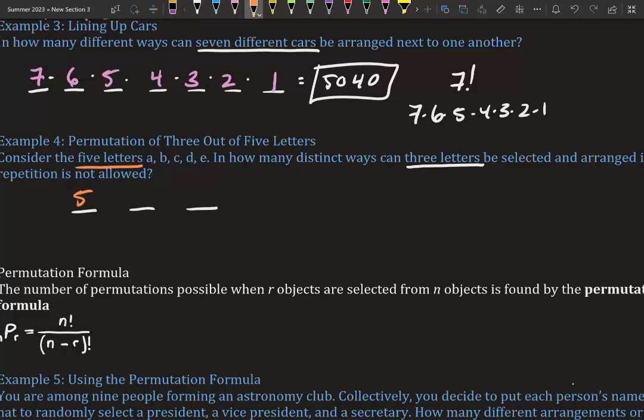Let's say we chose A. That means we have 4 left over. Let's say we chose B. Then we have 3 left over. And we only have 3 slots. So 5 times 4 times 3, we get 60.